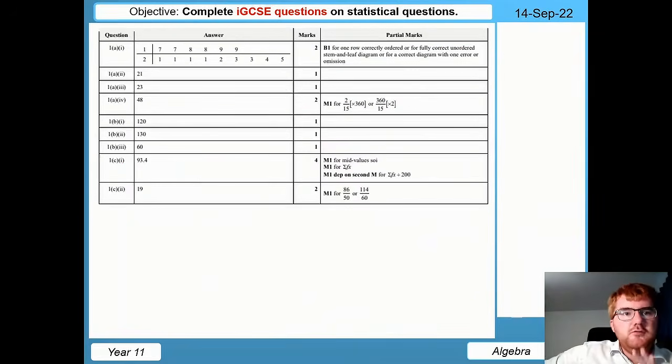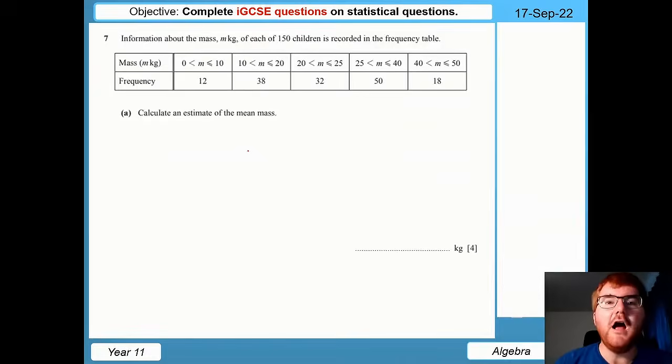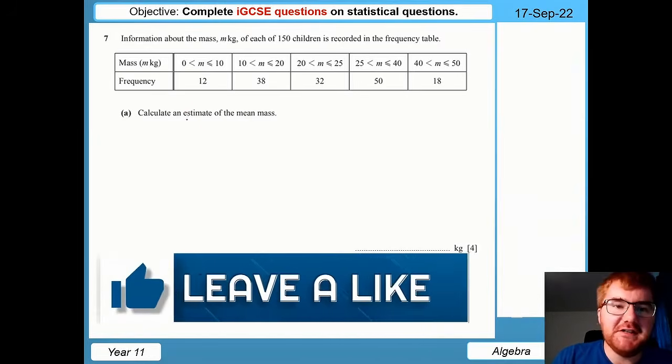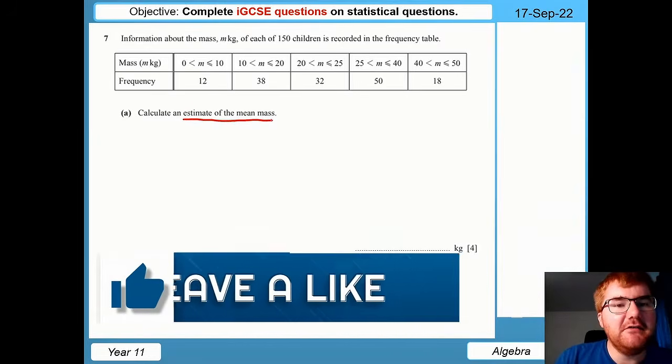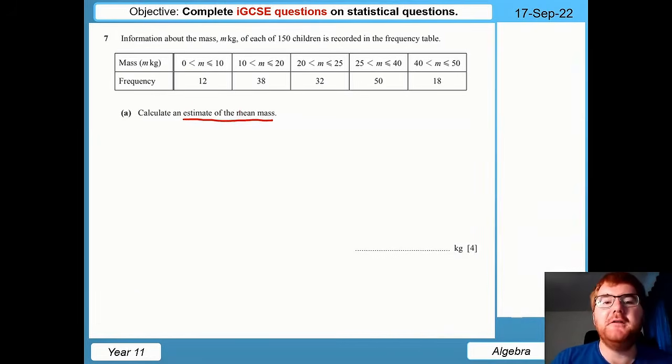Okay, so you can check all the answers. This comes from a really up-to-date paper on the May-June 2022 to give you really up-to-date insight on exactly how they are assessing you. Okay, and on to question 7. And we've got some information here in a frequency table and a very, very key topic on both iGCSE courses. This is a 0580 question, is the estimate of the mean mass. And this is a great opportunity for you to get 4 marks because it's always the same process.